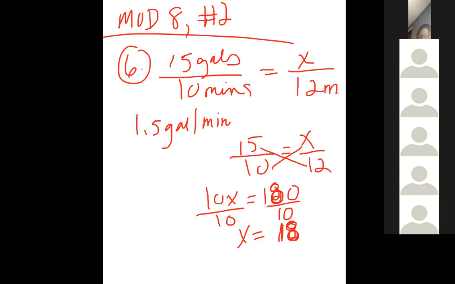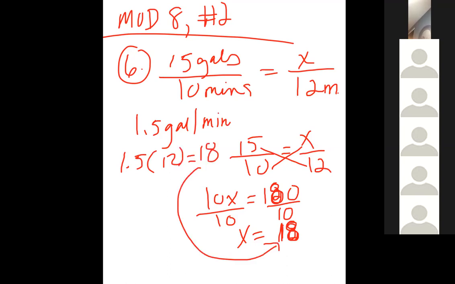Now, another way you could have done this is to take the 1.5 and multiply it by 12. That's still the same thing, guys. Look at that, right there. Okay, same thing. That's number 6. That's the one out of the 2 word problems I'm doing with you. So let me go ahead and grab the other one so I can let you guys go, all right?